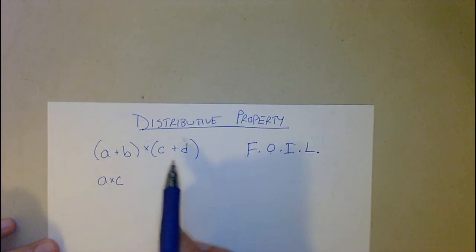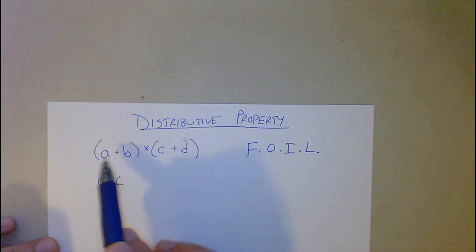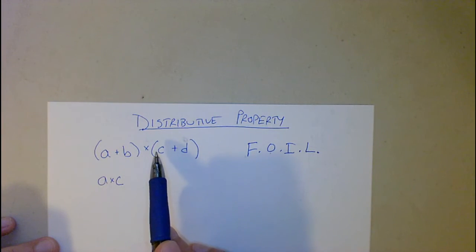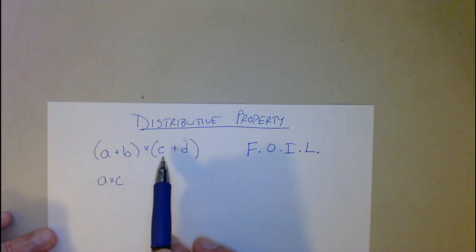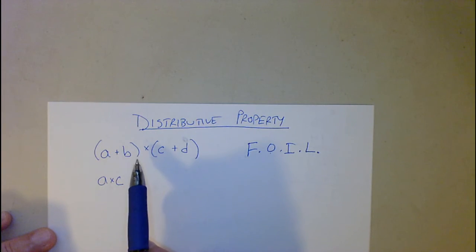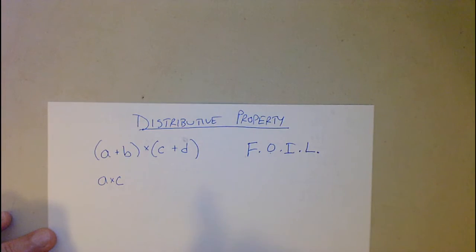Right? We don't know what these numbers are. That's sort of the essence of algebra, is you actually don't know what A and C are. But we can manipulate them algebraically. We can sort of arrange them differently according to certain rules and properties, such as the distributive property.